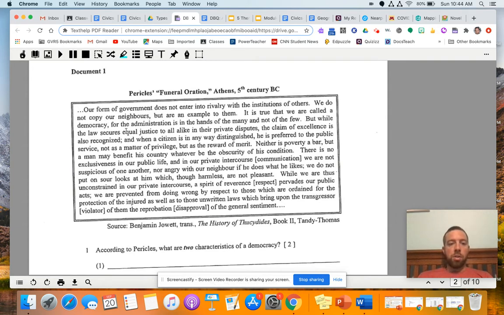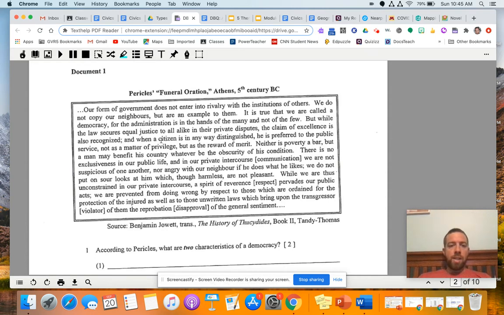"But while the law secures equal justice to all alike in their private disputes, the claim of excellence is also recognized." Okay, so in this middle part, another key characteristic pops out. The law guarantees equal justice to everyone. If there's a dispute between individuals, the law is there to guarantee equality. Everyone should be treated the same, no matter what the crime. And he goes on to say the claim of excellence is also recognized. You'll understand what that means when I read this next chunk.